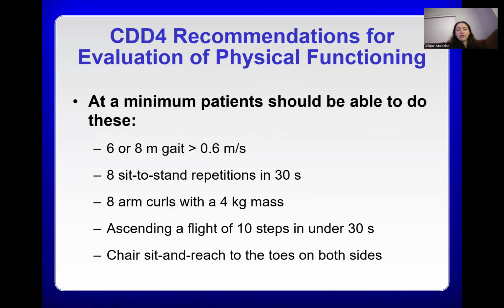The CDD4 recommendations do give an evaluation that you can do if you elect to not do an actual test. So at a minimum, patients should be able to do these: 6 or 8 meter gait, greater than 0.6 meters per second, 8 sit to stand repetitions in 30 seconds, 8 arm curls with 4 kilogram mass, ascending a flight of 10 steps in under 30 seconds, and chair sit and reach to the toes on both sides. So these are just the minimum requirements that they say they should be able to do. But again, use your judgment. That's the most important thing.